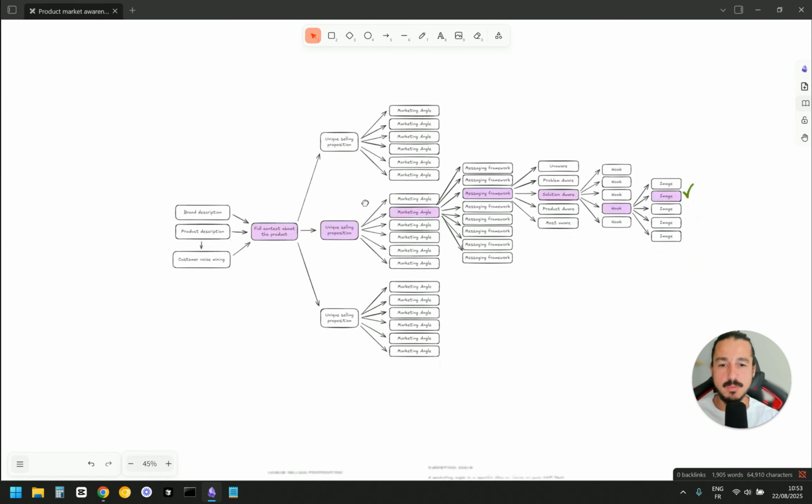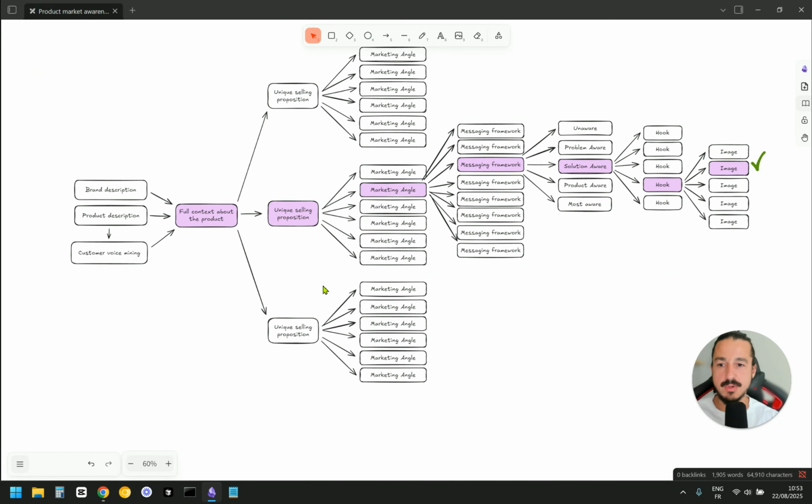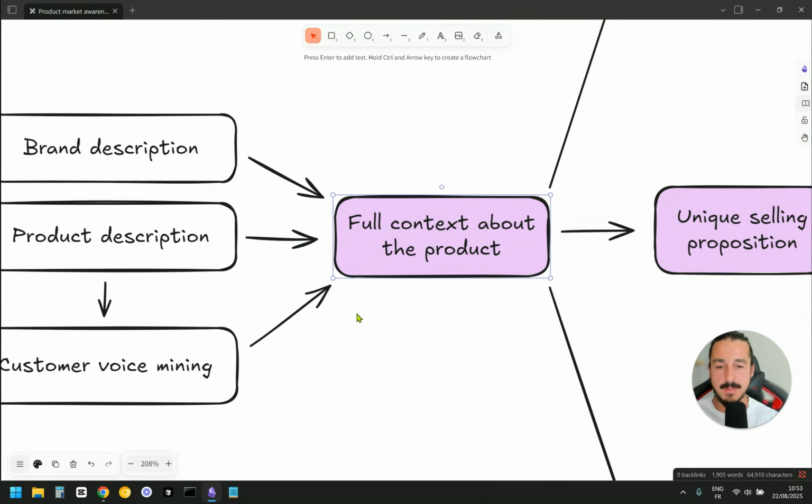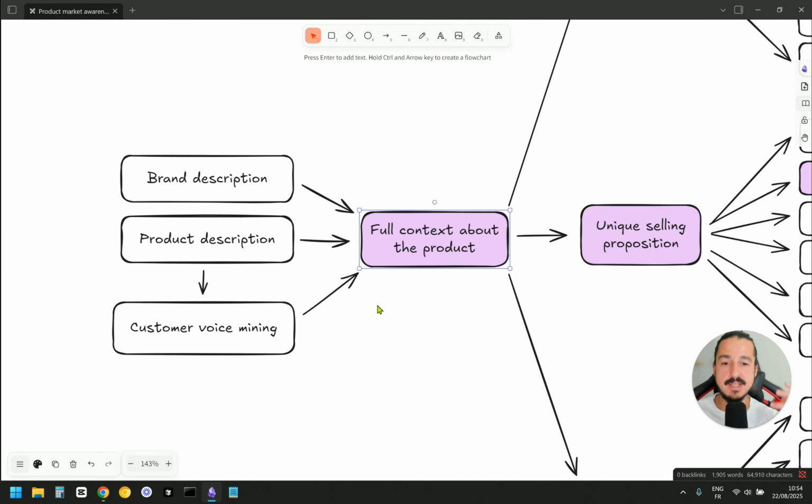So when we talk about programmatic creative testing, first of all, we need to generate the ads. And to generate the ads, what we need is the full context about the product. And to get the full context, we need to give as much information as possible to the AI we are going to use. And for that, we want the AI to understand the brand. So we want a proper brand description. We want the AI to understand the product that we are selling, because it's always product by product, because you can't just advertise a brand, you want to advertise a product, of course.